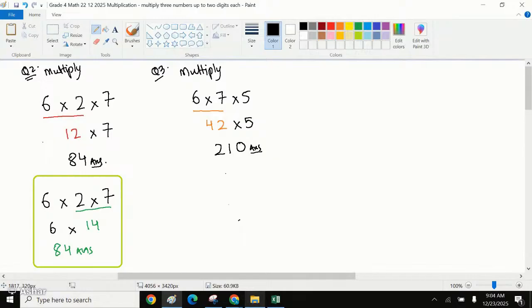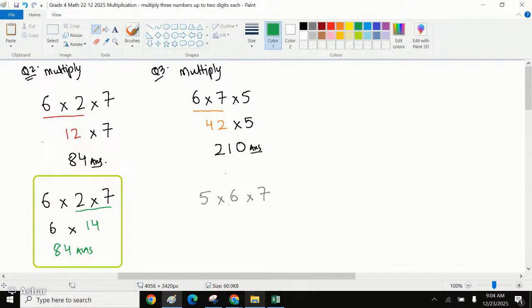Let's see if it would make any difference if we change the order of the numbers. If we say that this was 6 multiplied by 7 multiplied by 5, if we write this as 5 multiplied by 6 multiplied by 7, if we try to change the order, right?